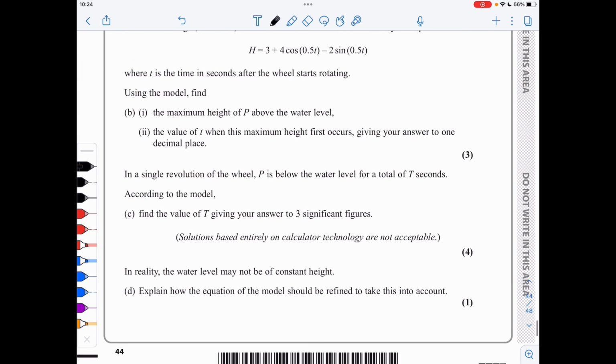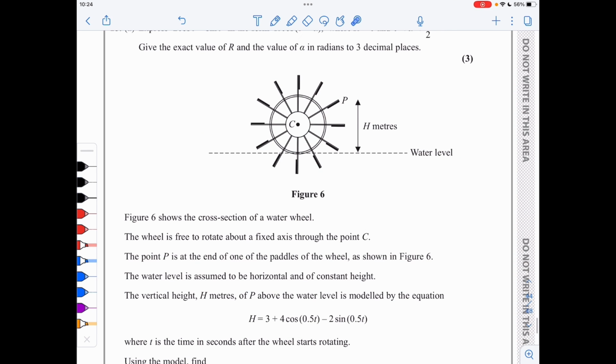In part C, we have to find the value of capital T, which is the time for which the point P is below water level. So if we think about it, as it goes around, this point and this point are exactly at water level. I will solve to find the times at which we are at water level, and the difference between these two will be the duration for which point P is below water level.